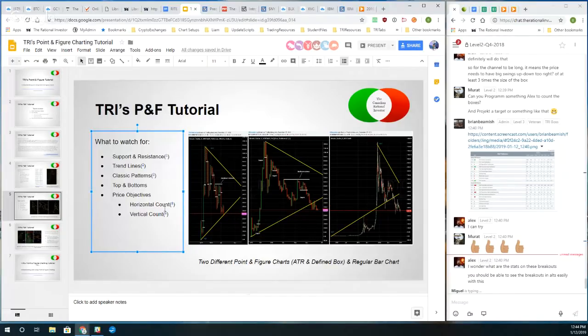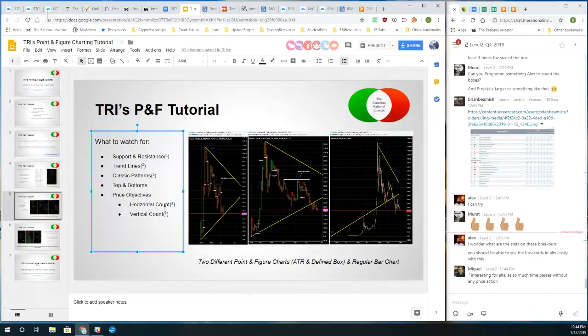Things like AB equals CD, how does that align with things like vertical counts? And things like the longer the channel, the bigger the run, how does that apply to things like horizontal counts?